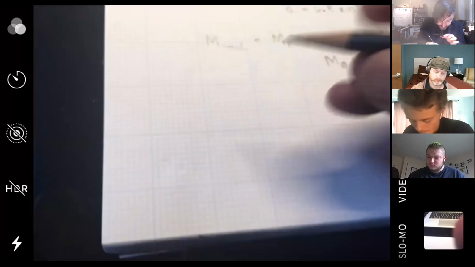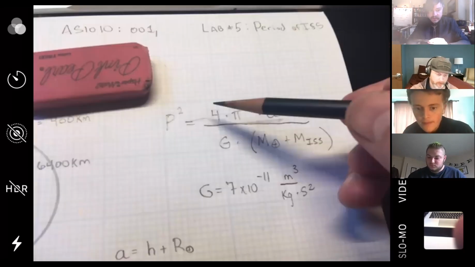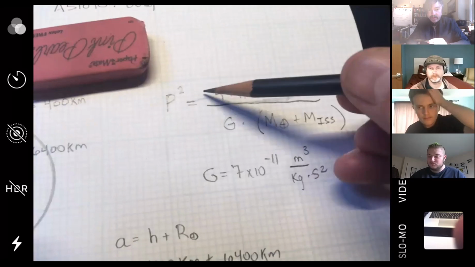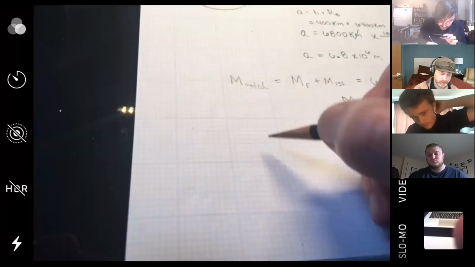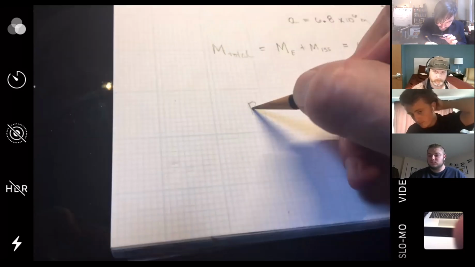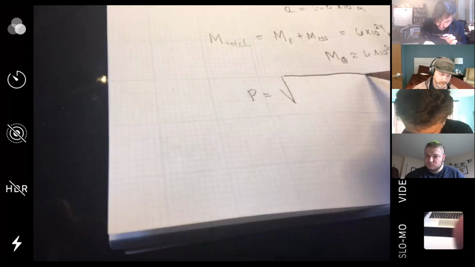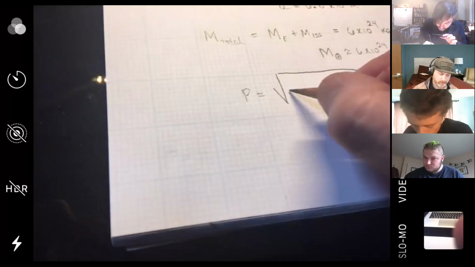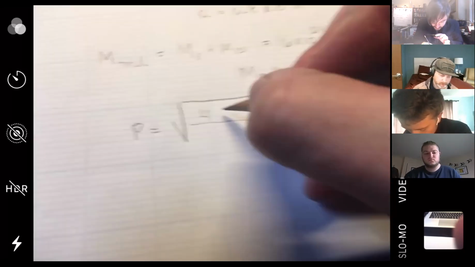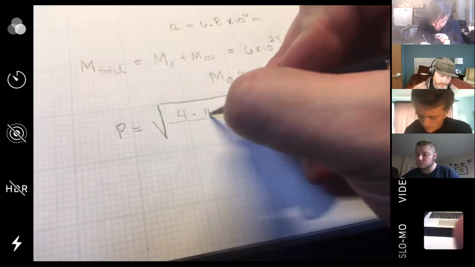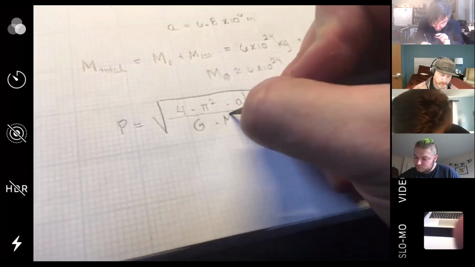So let's go ahead and set up our equation. Let's take the square and put it to the other side and make it a square root. So actually, maybe I'll write it out symbolically. P is equal to the square root of 4 times pi squared times a cubed over G times the mass of the Earth.